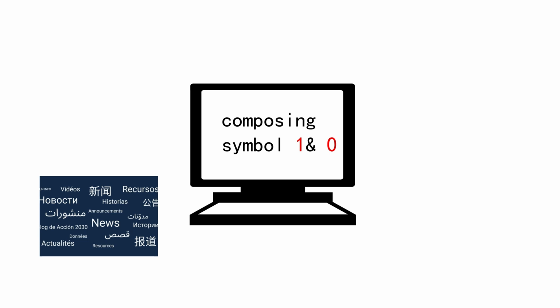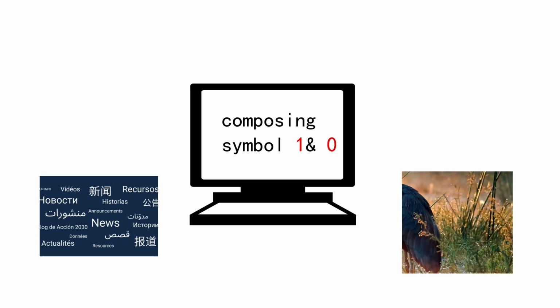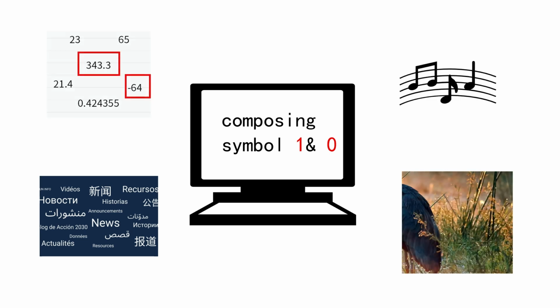Various characters such as letters, Chinese or emoji, as well as images, sound, and even numbers like negative numbers or decimal fractions, can all be represented using nothing more than combinations of zeros and ones.